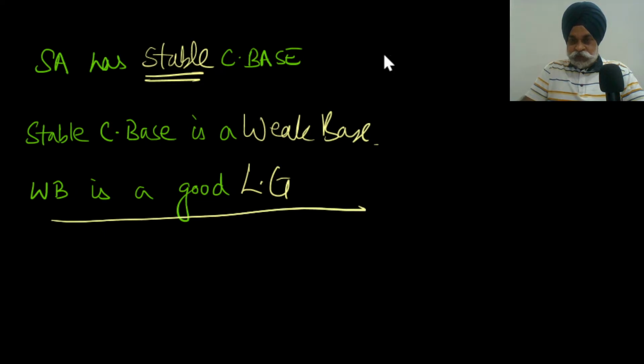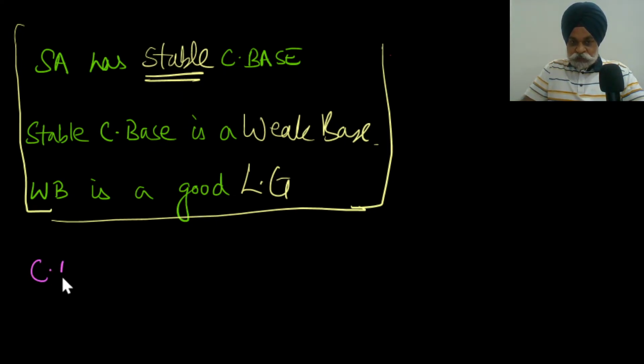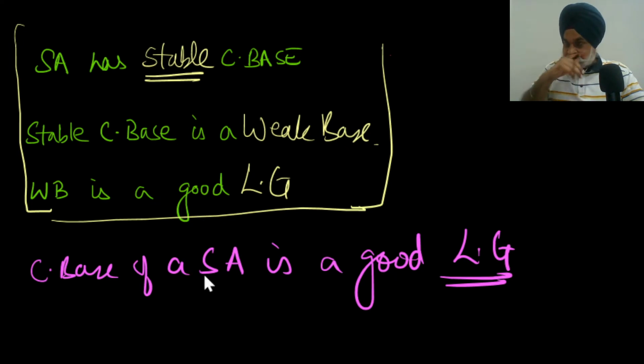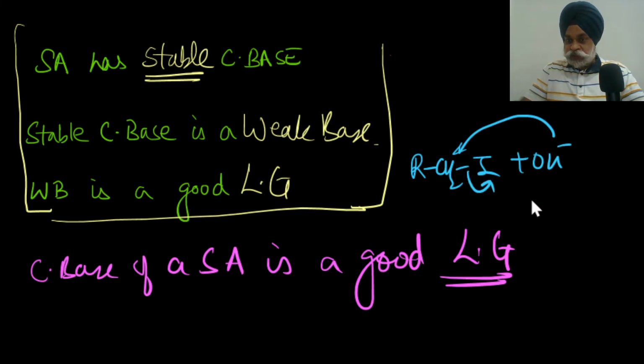If I consolidate these three lines in one statement, I can say the conjugate base of a strong acid is a good leaving group, because when the acid is strong, its conjugate base would be stable, and if it is stable, then when attached to any substrate it would want to come out very easily. Let me explain. If I have this compound and I treat it with OH negative and throw this out, what I shall be getting here is alcohol along with I negative.